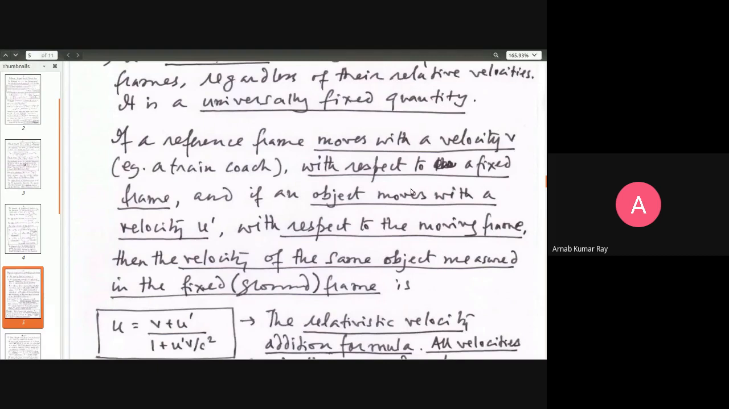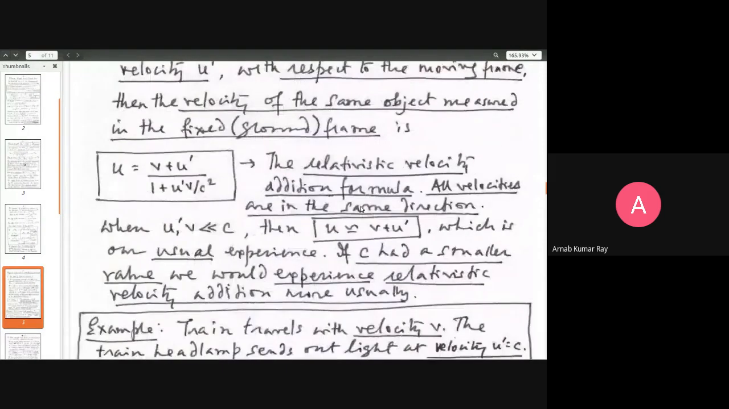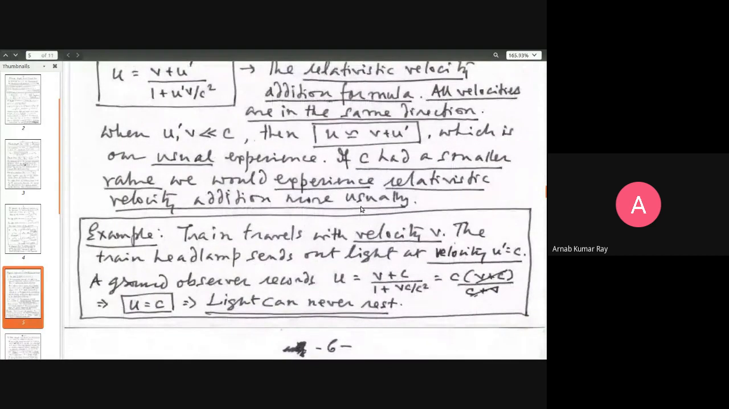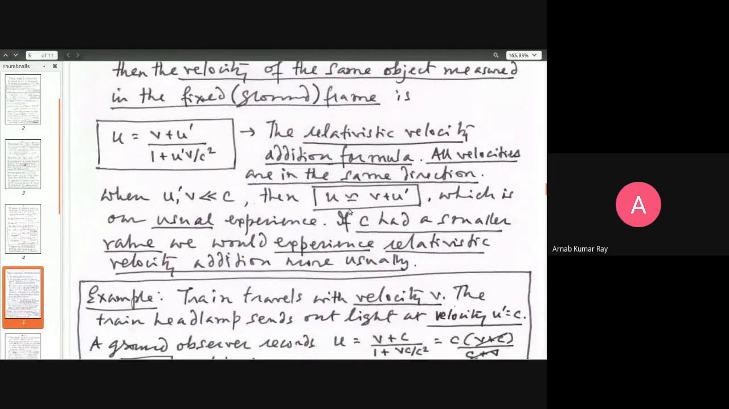Now, the speed of light in vacuum is a universal constant, regardless of the relative velocity of frames that you travel in, which means that even if you travel at the speed of light, with respect to you, the speed of light will never be zero, but it will continue to be c. And so that requires a radical revision of the understanding of Newtonian mechanics.